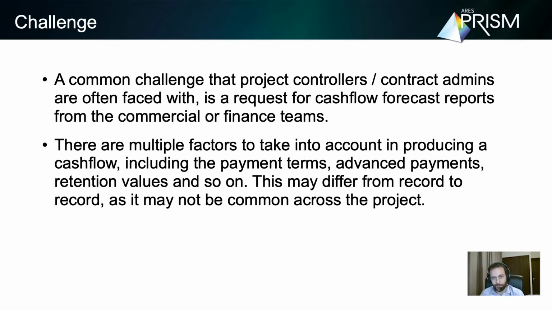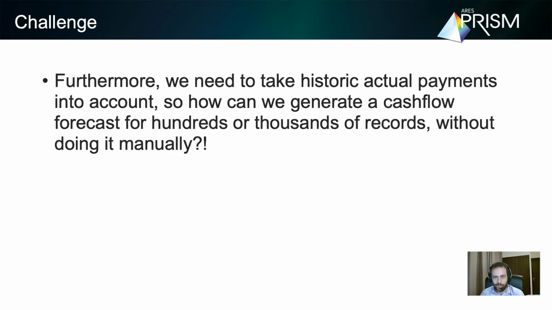So there are different factors. And you could have different contracts on the same project, so it's not just one global setting. Also, you need to take into account historic payments that have taken place and the current payments versus the forecast or the earlier forecast. So how does the system take all this into account and respread it?